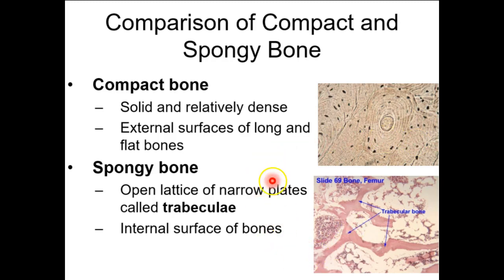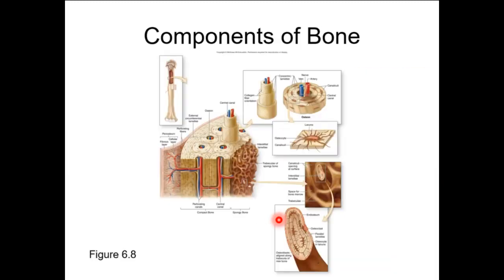Spongy bone's a little bit different. It's going to be made out of trabeculae. You can still have some circumferential rings in spongy bone like you do here. I think this illustration accurately portrays what's going on. You still have osteocytes, they're still in lacunae. You just don't have the sort of organized tree trunk structure.